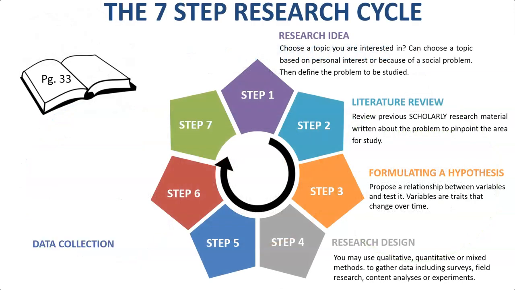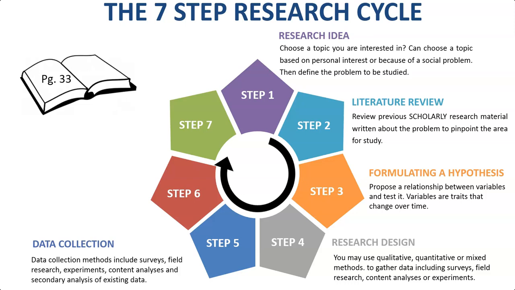Now let's look at step 5 in the 7-step research cycle, data collection. Data collection methods include surveys, field research, experiments, content analysis, and secondary analysis of existing data. So let's take a few minutes and look at what all of these mean.